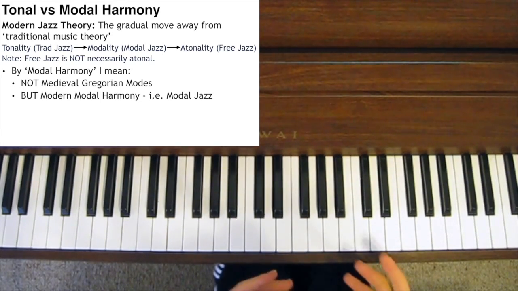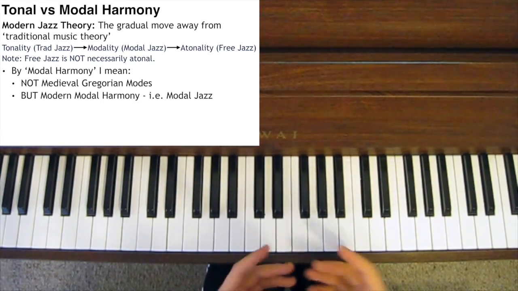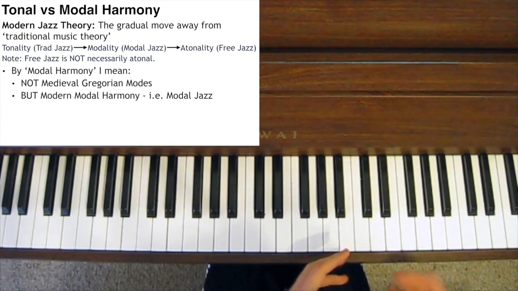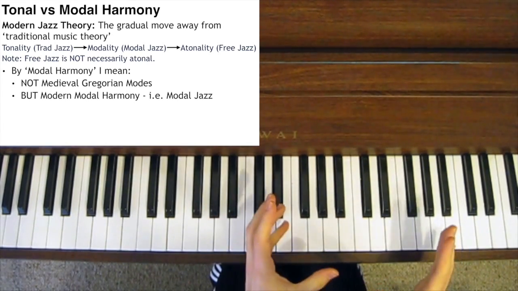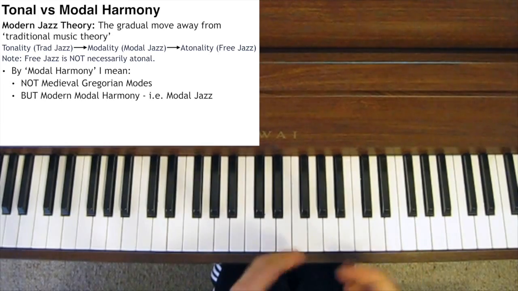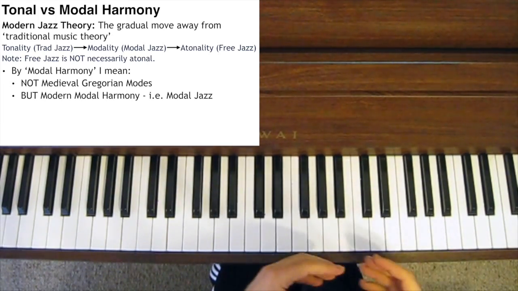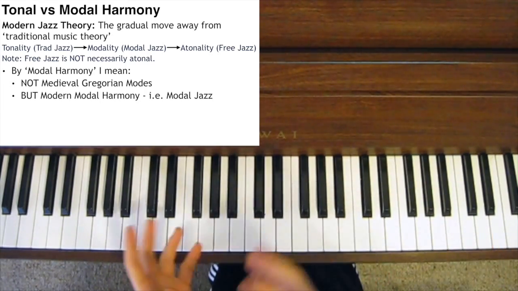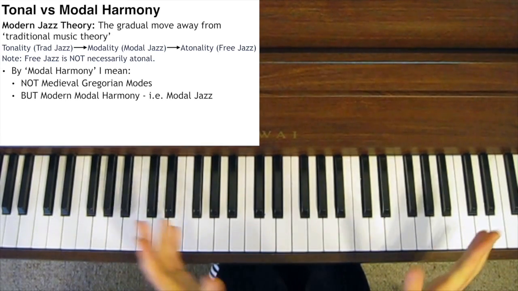So essentially how jazz moved from tonality, which is your more traditional jazz, into modality, which is modal jazz, and then all the way through into atonality, which is more your free jazz. And just as a pedantic aside, free jazz is not necessarily atonal, but rather this is just a broad generalization of a general trend of jazz moving away from tonality into atonality as it moves towards free jazz. But I'll have more to say on that in future lessons.